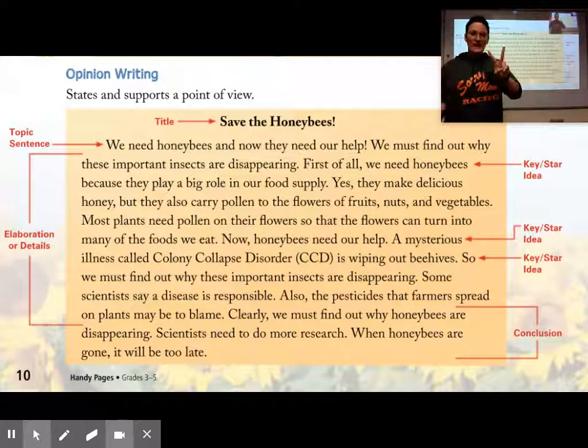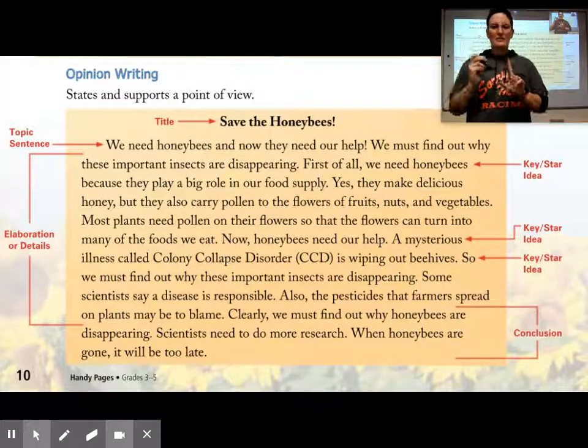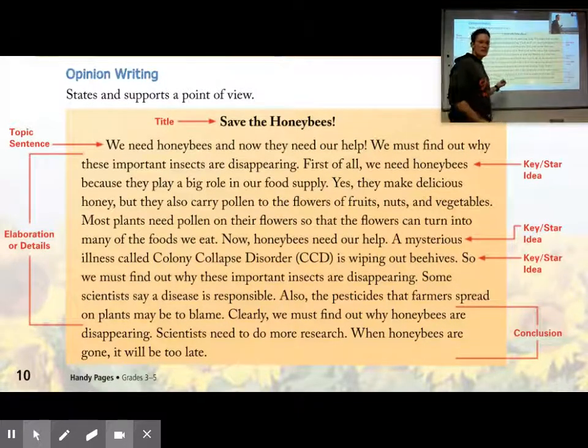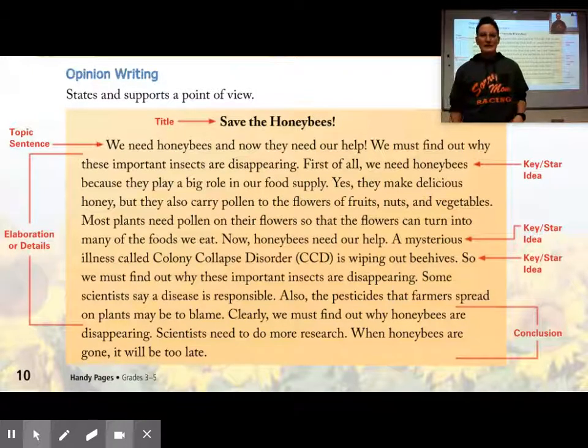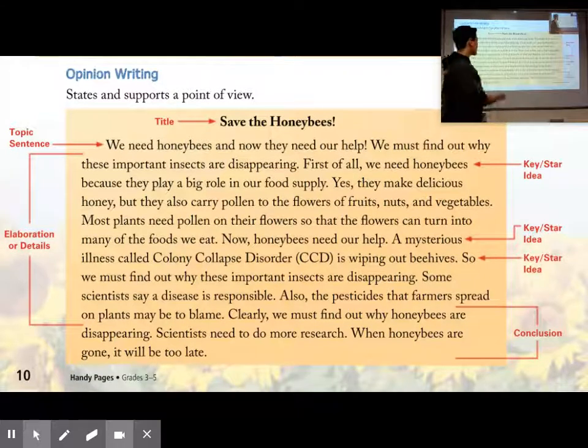Okay, so this person really had two points. First, that honeybees are important, and second, that we should save them. Go ahead and look back through there and see if you can figure out which details they included to say this is why we need honeybees, and this is why they're disappearing. Feel free to pause the video if you want to. See if you can figure that out on your own.